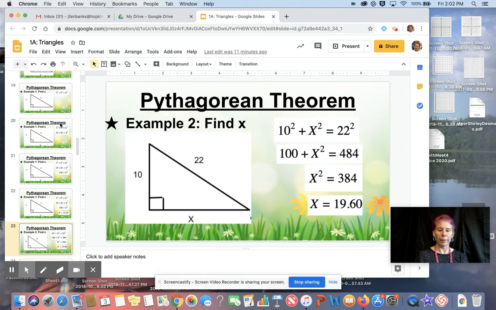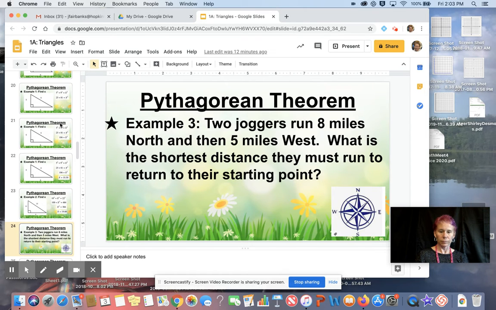In the second example, we have 10 squared plus x squared equals 22 squared. We square it, we subtract the 100 to get 384. Notice I didn't do 10 squared plus 22 squared because 22 is the hypotenuse. So that's what I mean by you have to make sure you put it in the right spot. We use our calculator to take the square root of 384 and we get 19.6.